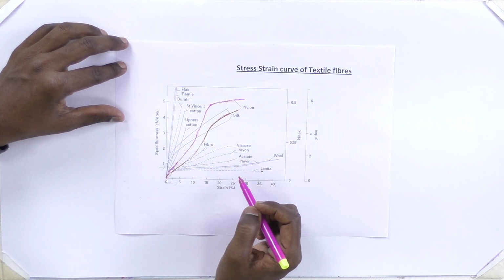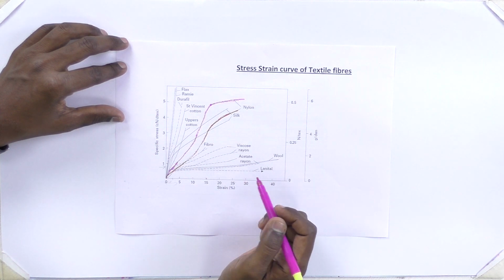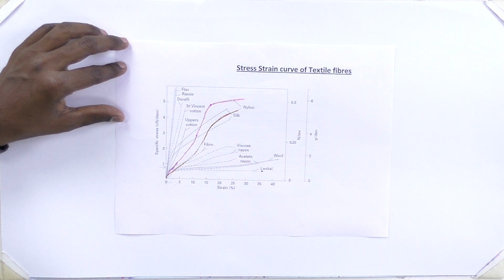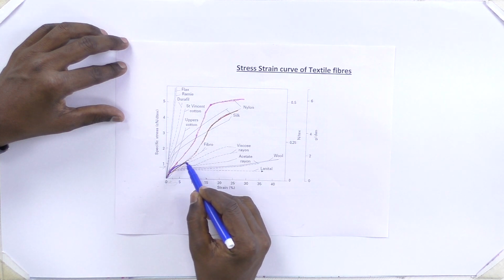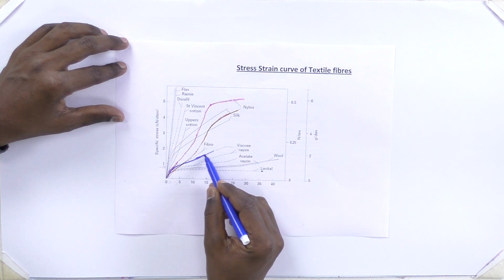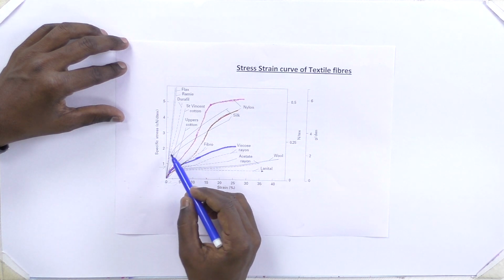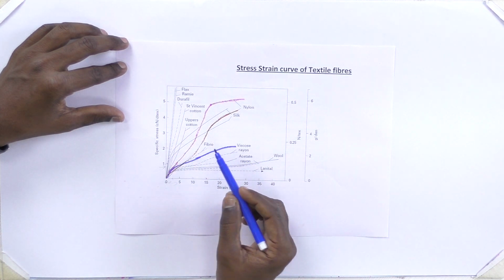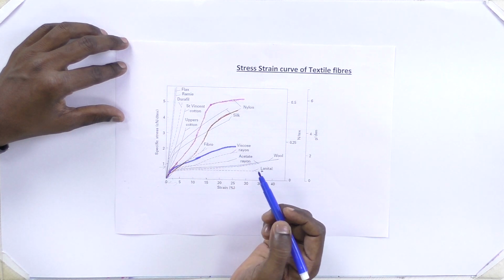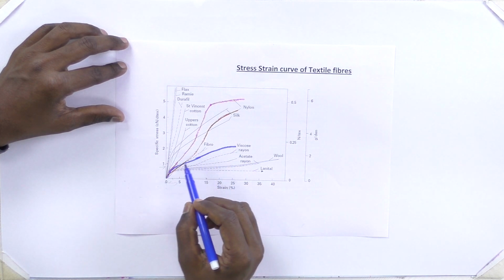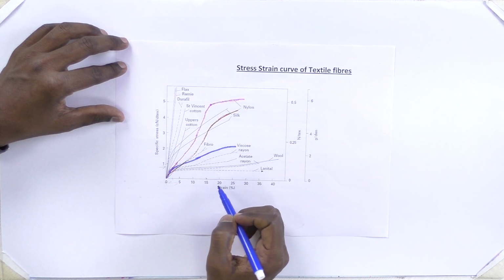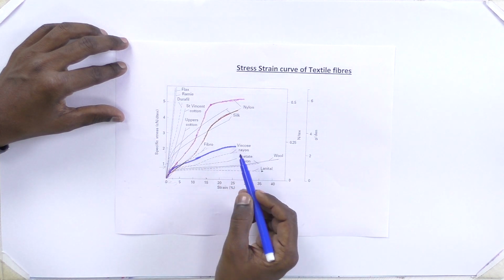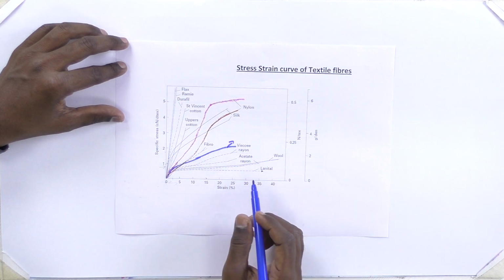Same way the viscose rayon fiber. Initially it withstands the load. After the load crosses more than 1 cm per denier, the elongation percentage gradually increases. So the viscose rayon withstands up to 1 cm per denier load. After that, the strain is more even when applying a small load. This is the filament viscose rayon. This is the staple fiber viscose rayon. Both are behaving almost the same.